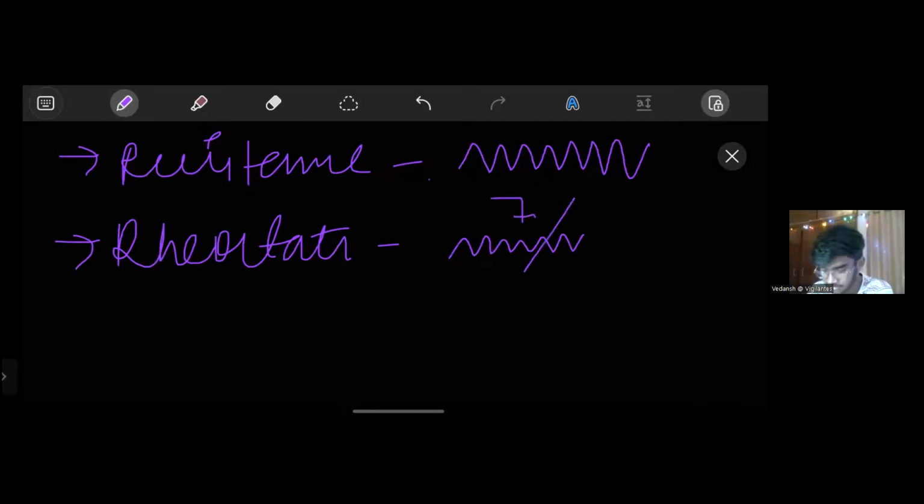Either like this or just a slight slash. What is resistance? Resistance is basically the opposition of flow of electrons.